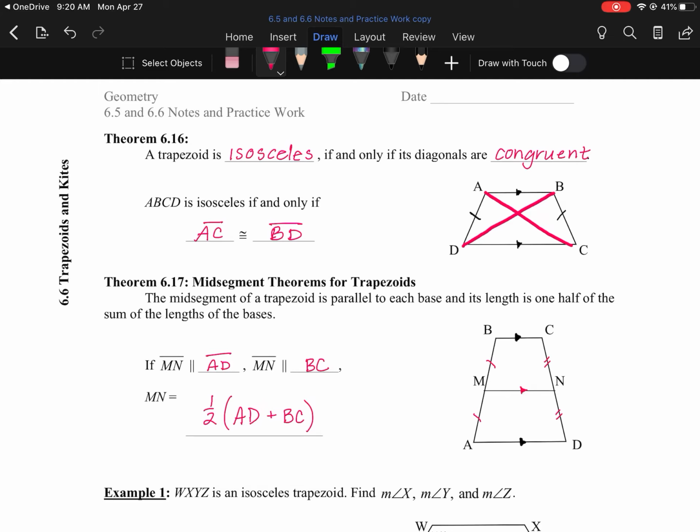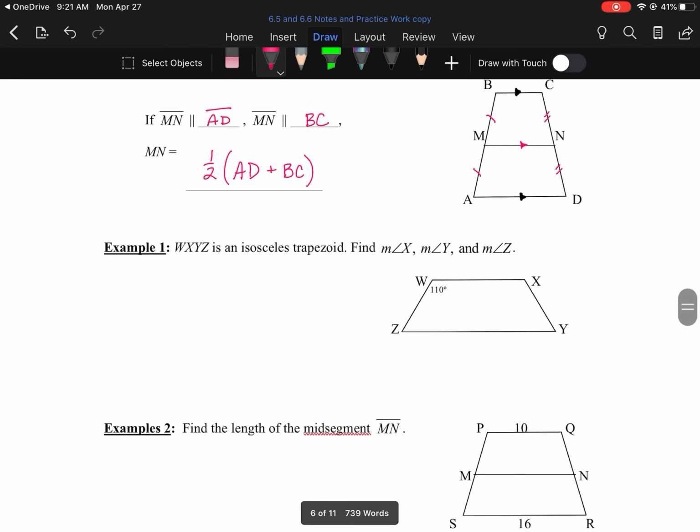So now I'm also going to put that that one is parallel. The mid-segment is parallel to both bases, and its length is equal to half of the sum of those two bases.